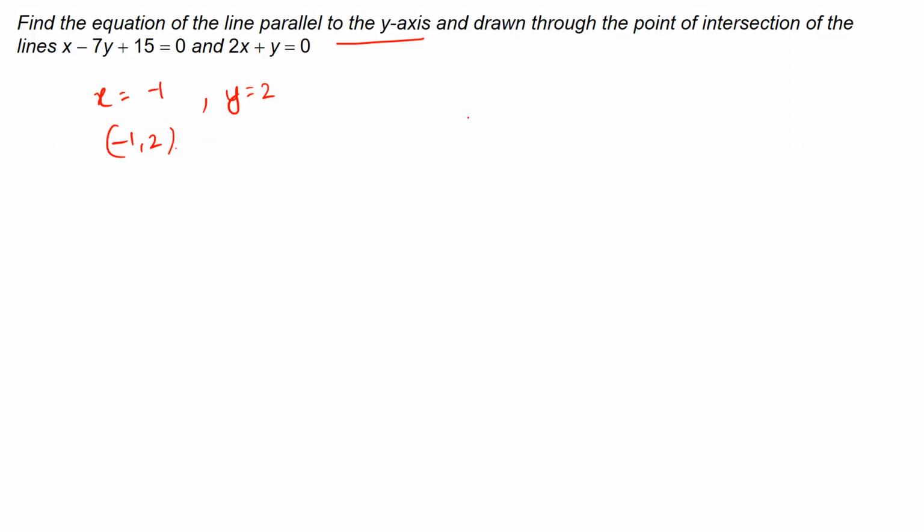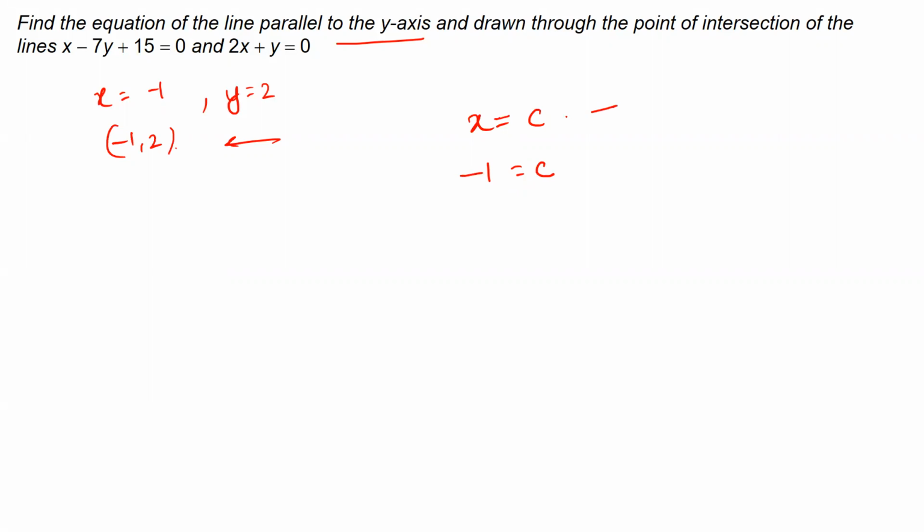So our line that is parallel to the y-axis should be of the form x = c, and it passes through this point (-1, 2). That means we can put -1 in place of x and 2 in place of y. So actually we don't need to use that 2 anywhere. So this gives us the value of c.